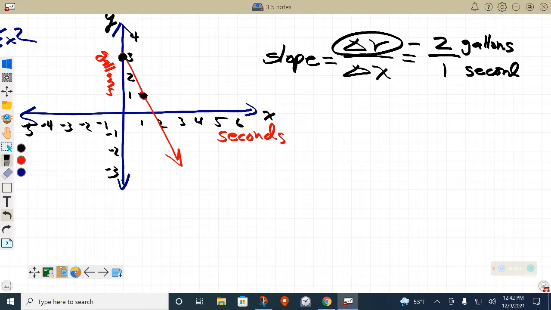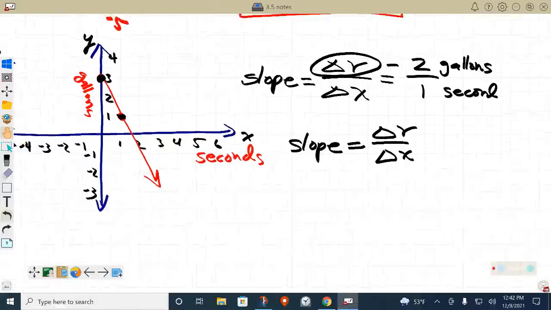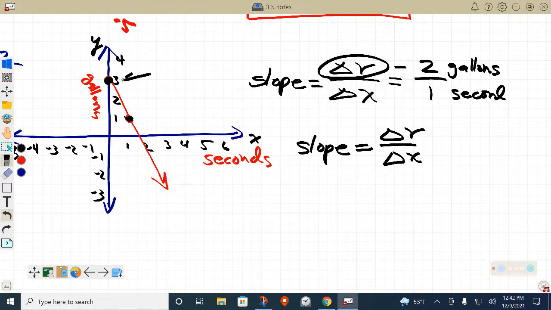The second method is just using the slope formula. Watch this. Delta y over delta x. Let me pick any 2 points. Well, I got the points right here. The points there are 0, 3. Here is going to be 1, 1.